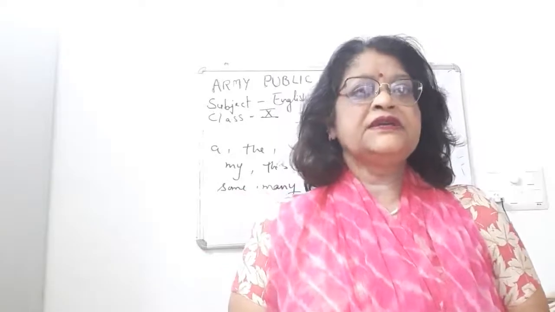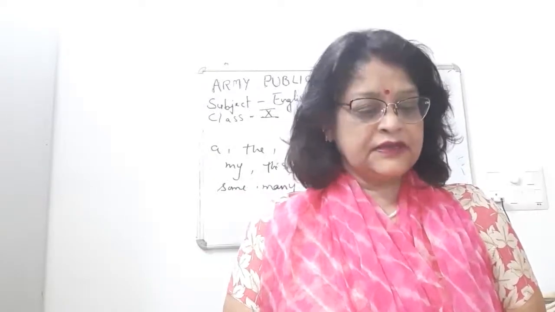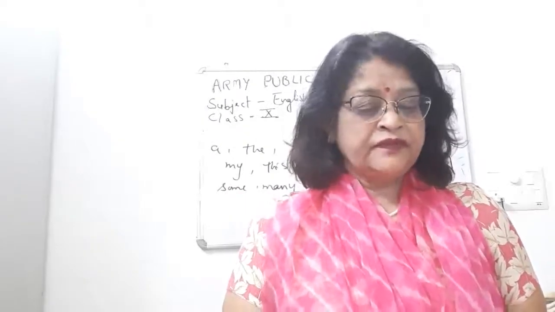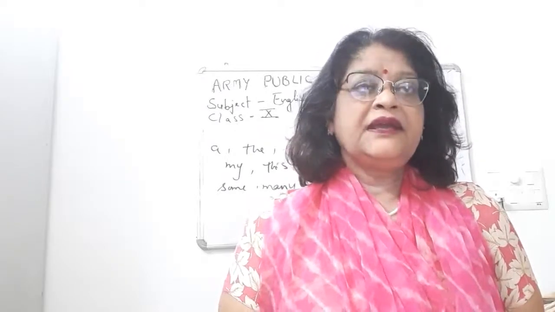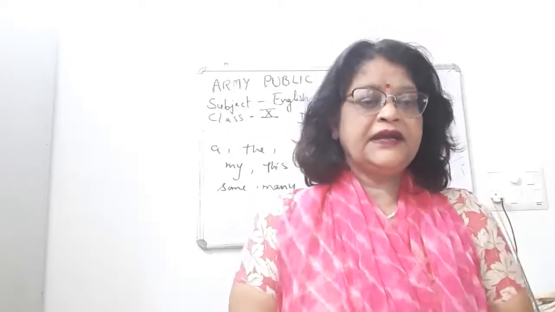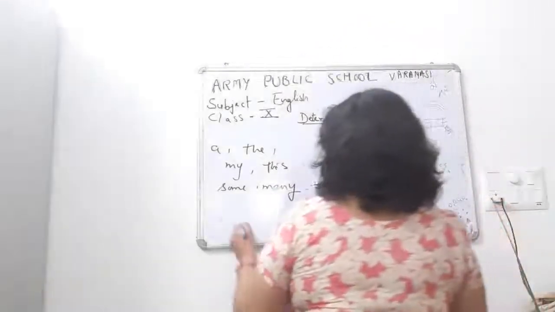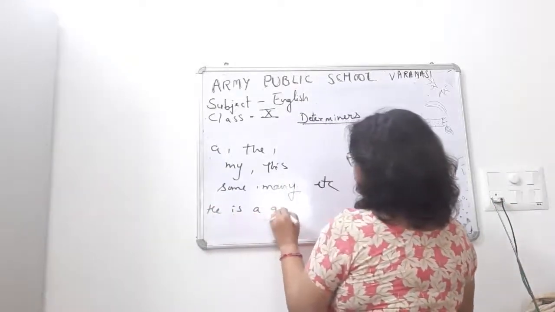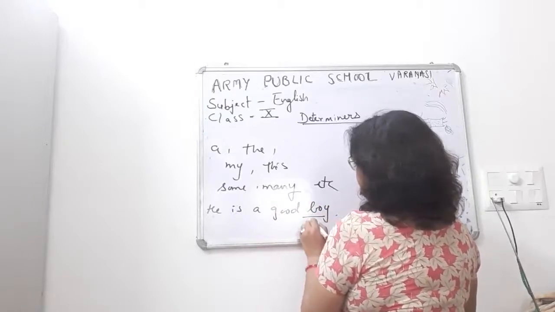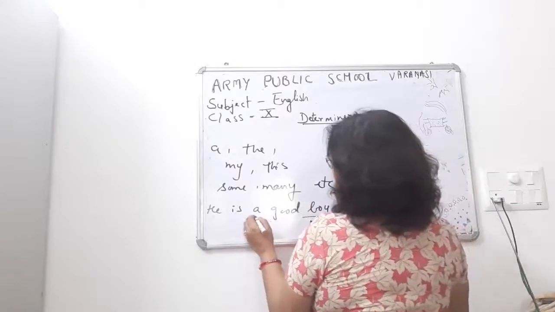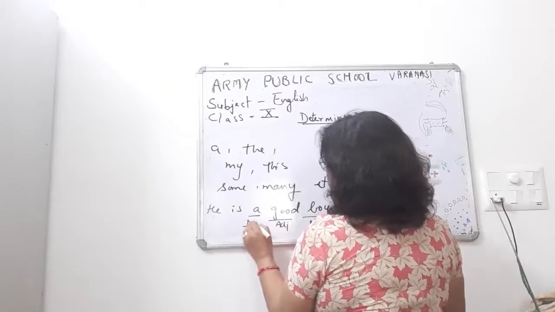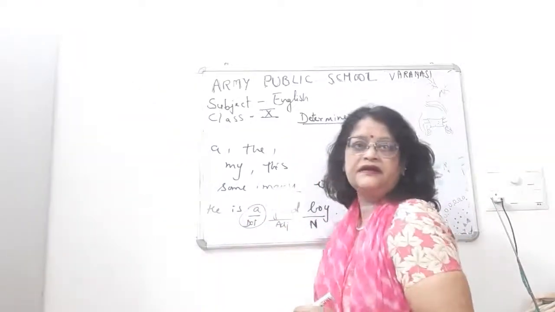Okay, so once again, children, what is a determiner? A determiner is a word used before a noun to indicate which things or people we are talking about. The words a, the, my, this, some, many, etc. are called determiners. Like, he is a good boy. Boy is a noun, and children, a is a determiner here.